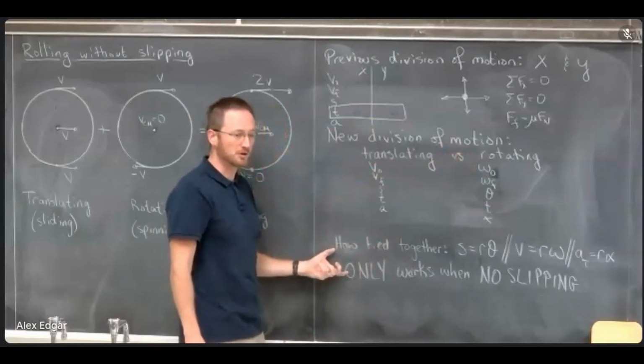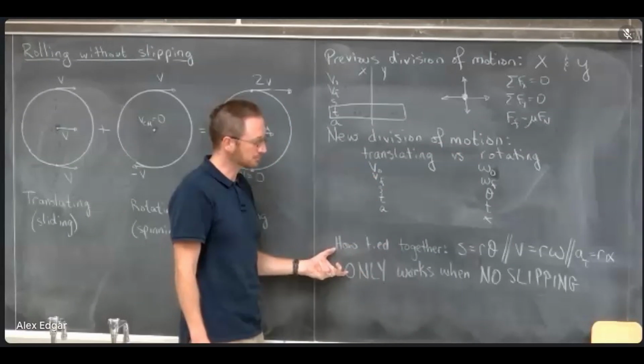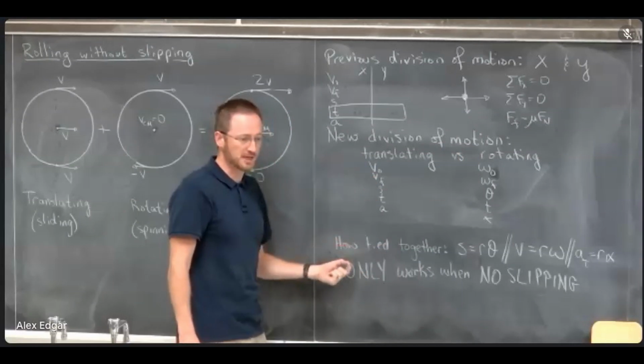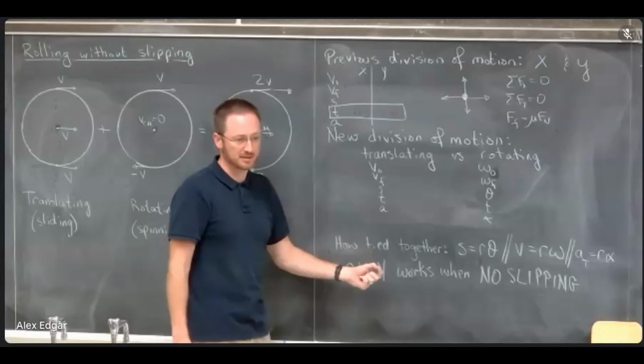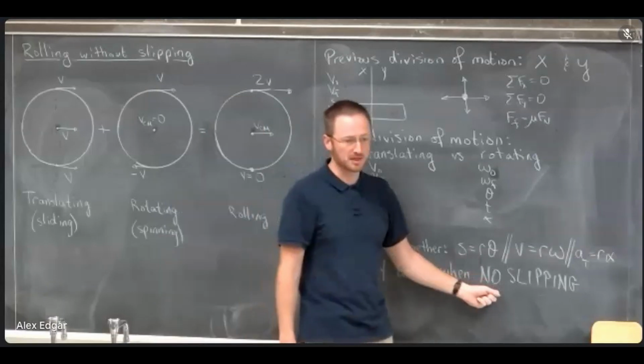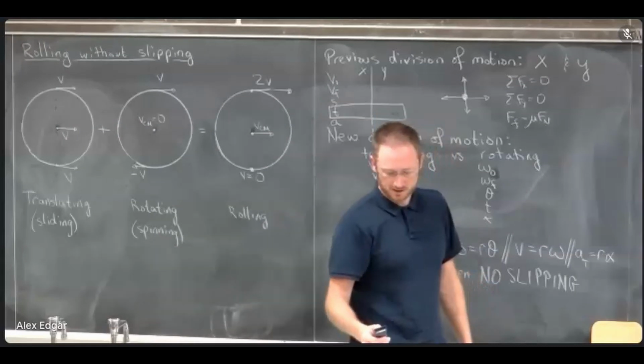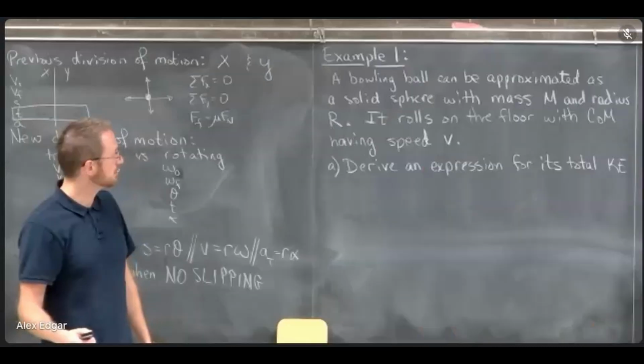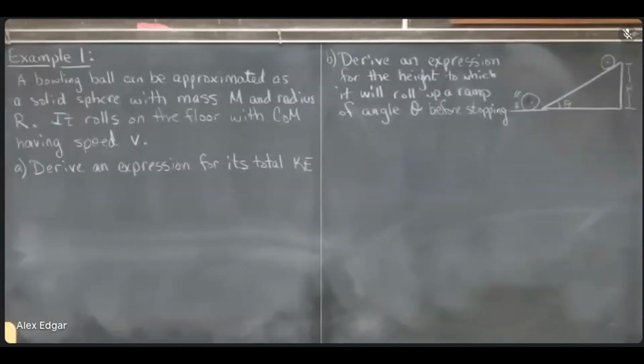We are, however, going to deal with a situation where an object is rotating and translating, but the relationship is broken because it will be slipping. We're just not going to deal with that in this video. I do want to consider the effects of rolling on energy and how far something will go up an incline.